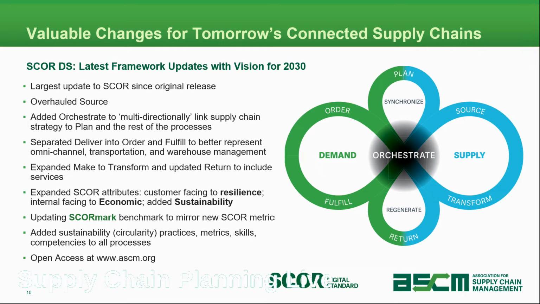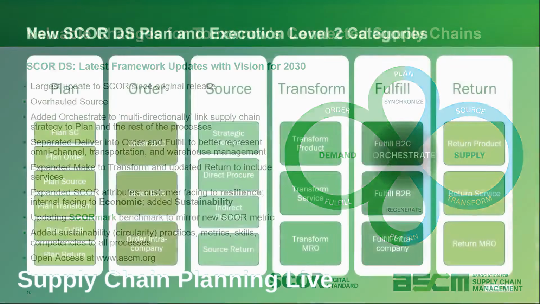The last piece is standards are adopted, they are not self-proclaimed. So as a part of that overall strategy, we wanted to make sure that the SCOR DS model was available to any supply chain practitioner in the world. Therefore, the SCOR DS model is an open access model. It is available via our website, ascm.org, and all the individual needs to do is go to the website, create an ASCM ID, and they'll be able to access all of the content contained within the SCOR DS model.